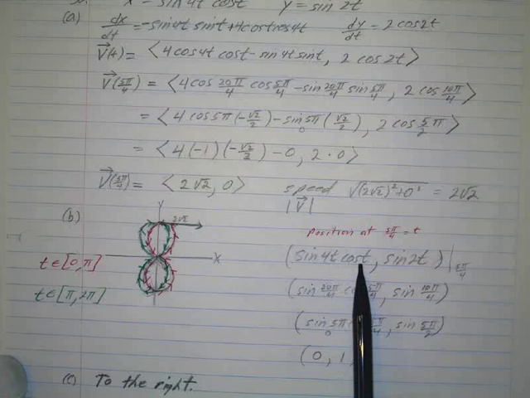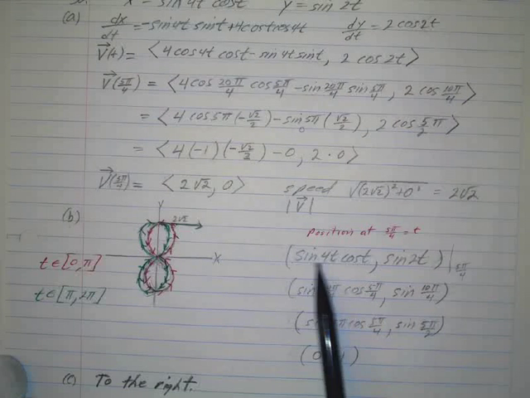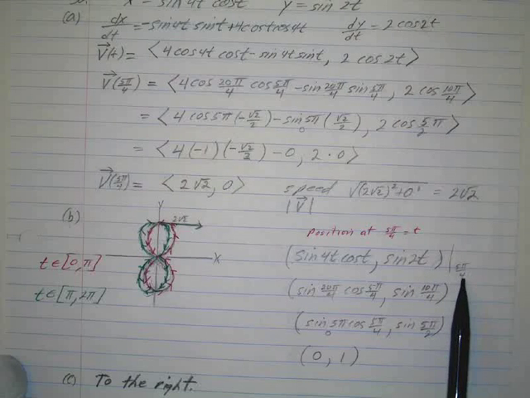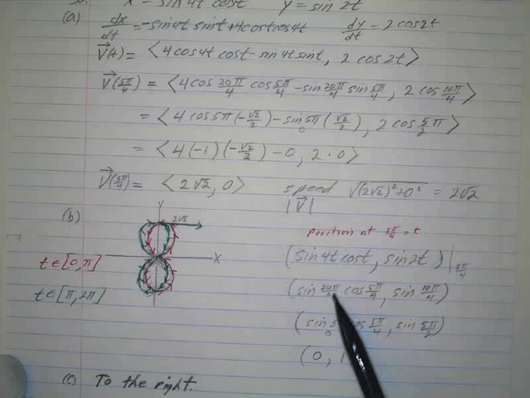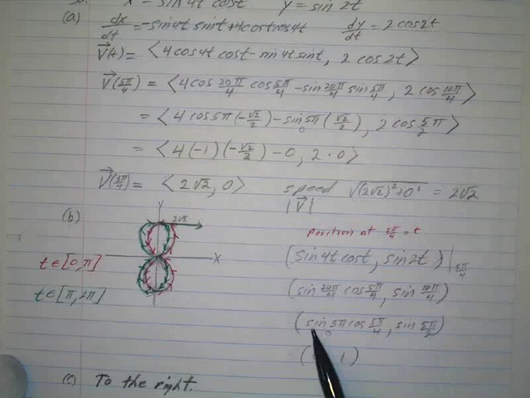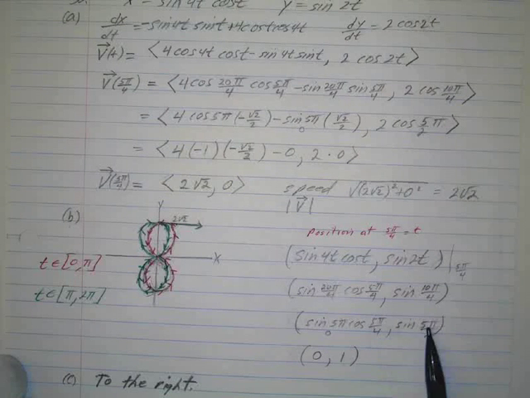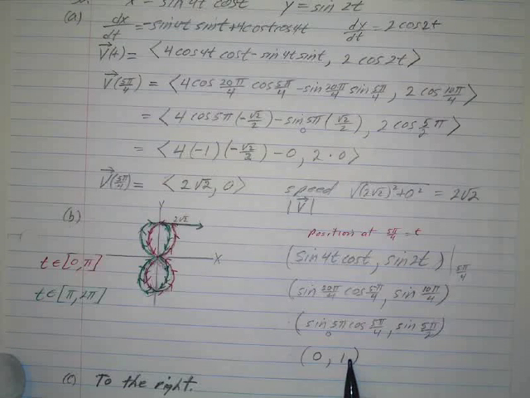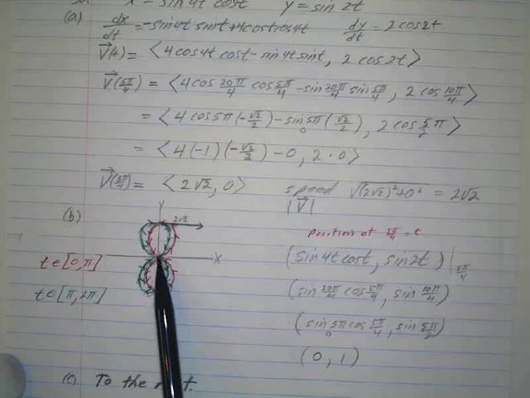Sine of 4t, cosine t, sine of 2t, and that's at 5 pi over 4, so we put that in for t, and we end up again with 20 pi over 4, 5 pi over 4, 10 pi over 4, and then when we work this out, we end up with the point 0, because this is going to be 0, and this would be 1. Okay, the sine of 5 pi over 2. So my position at 5 pi over 4 was 0, 1.